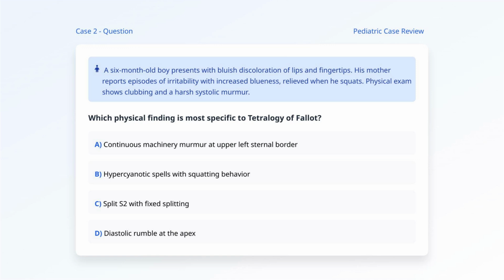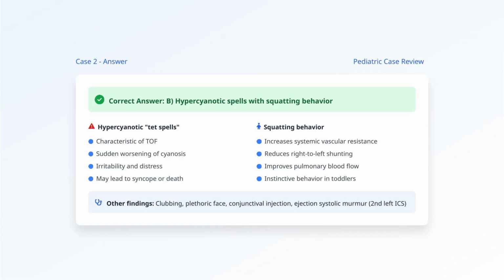Is it A. Continuous machinery murmur at upper left sternal border, B. Hypercyanotic spells with squatting behavior, C. Split S2 with fixed splitting, or D. Diastolic rumble at the apex? The correct answer is B. Hypercyanotic spells with squatting behavior is the most specific finding for Tetralogy of Fallot.